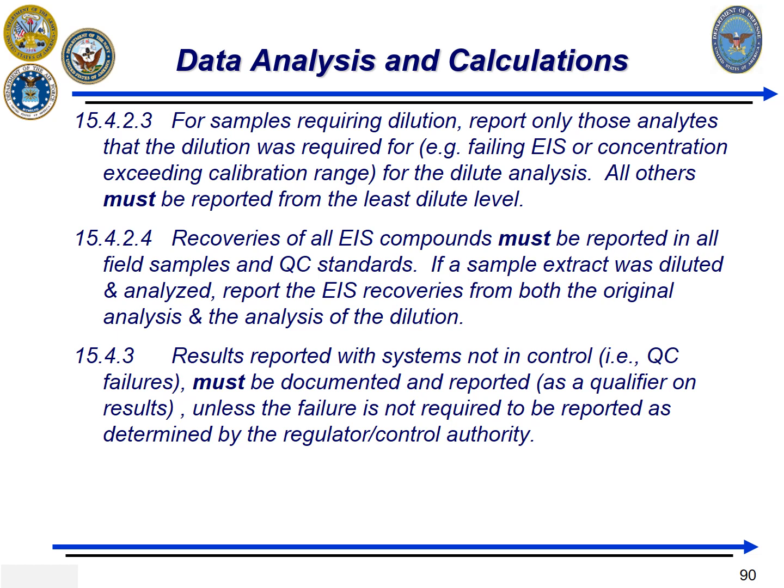In the case of samples that require dilutions, the method requires that only the analytes that caused the need for a dilution be reported from the dilute analysis. All other compounds must be reported from the least dilute level. Recoveries of all EIS compounds must be reported in all field samples and QC samples. If sample extracts were diluted and analyzed, the laboratory is to report the EIS recoveries from both the original analysis and the analysis of the dilution.